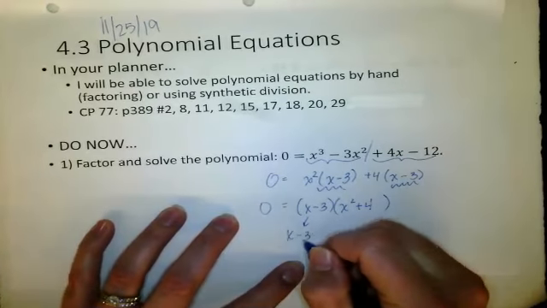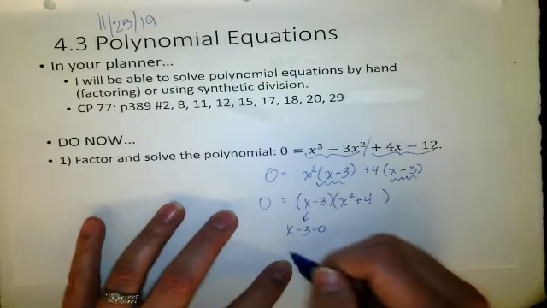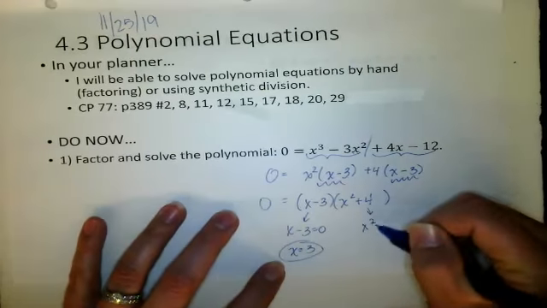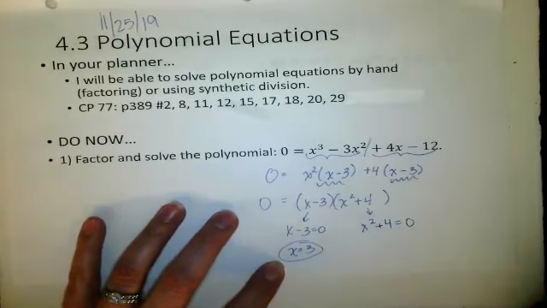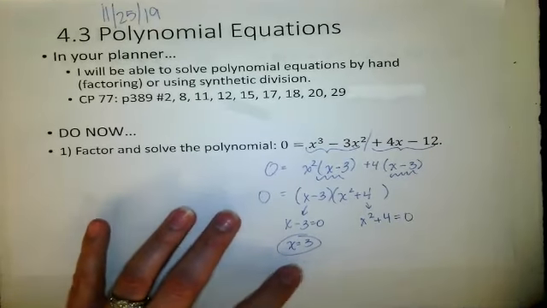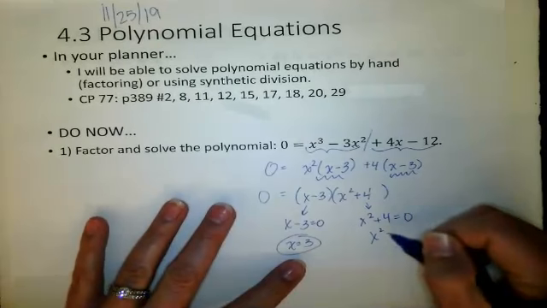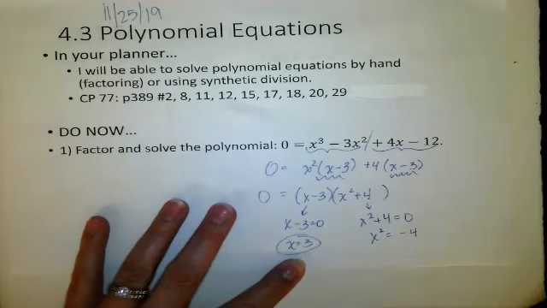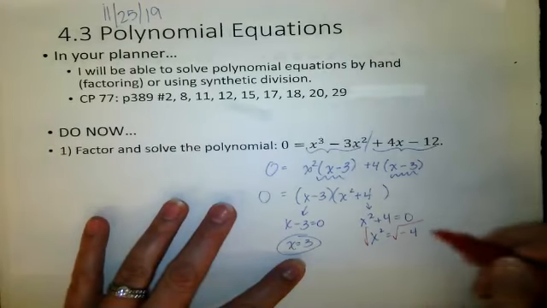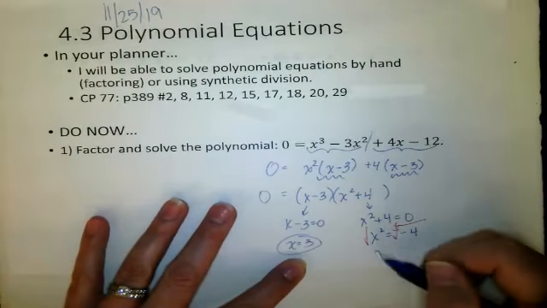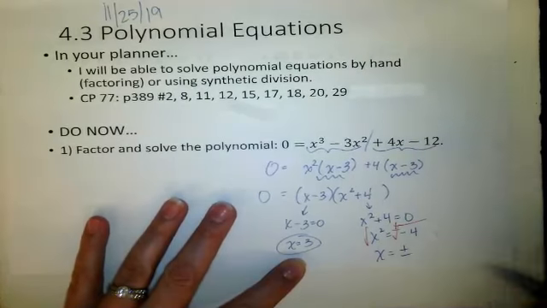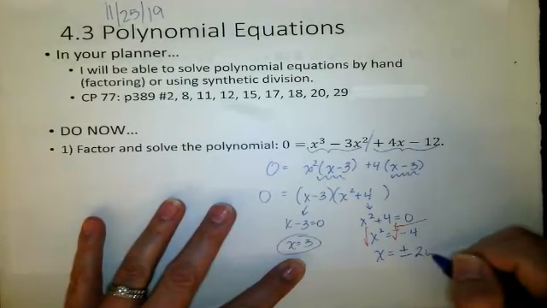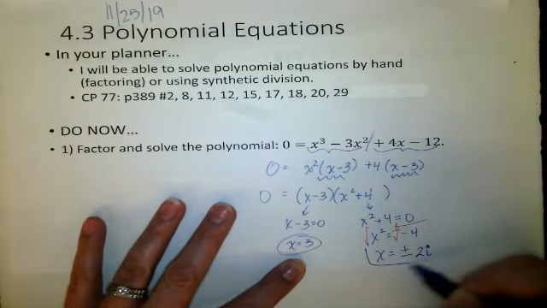So I get x minus 3 equals 0. So I'm going to add 3. So I get x equals 3. And over here, we have x squared plus 4 equals 0. How do I solve for x on that? Subtract 4. So we get x squared equals negative 4. And then square root. What do you have to remember when you take a square root? Plus or minus. Very good. Don't forget the plus or minus. So we get x equals plus or minus the square root of negative 4, which is what? Imaginary 2i. Imaginary 2i, yes. All right.